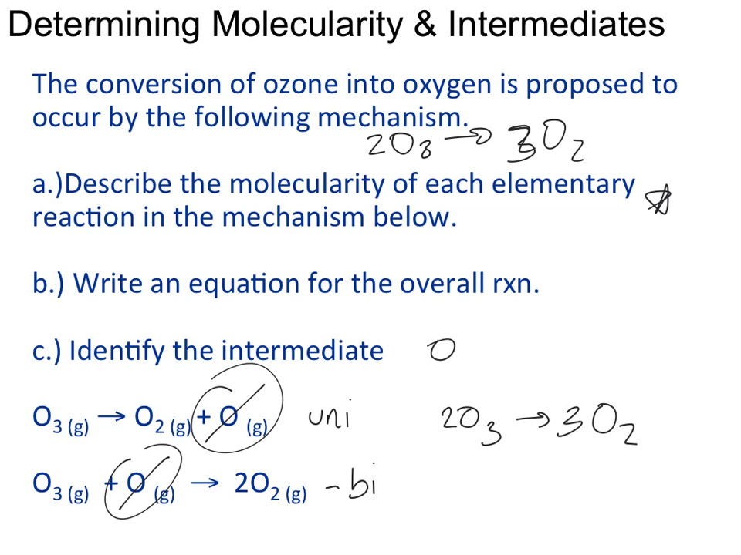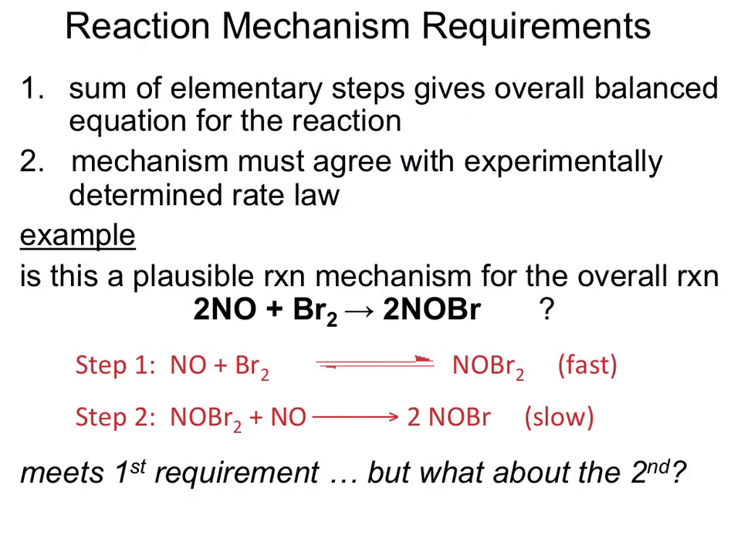Now that we've determined molecularity and intermediates, let's go ahead and look at some more details of multi-step mechanisms. Reaction mechanisms have some requirements that must be met in order for them to be deemed an acceptable mechanism.